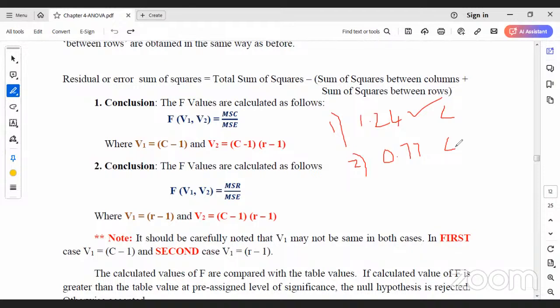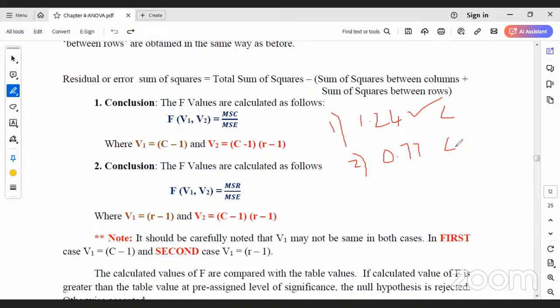If both values are less than, in the first case and the second case also, at that time only you have to write only one conclusion. Sometimes greater than: in the first conclusion, 5.78, in the second conclusion, 5.28. The calculated values in both situations are greater than the table values or critical values. Hence, the null hypothesis is rejected. There is a significant difference between the samples. So in this case also, you have to write only one conclusion.